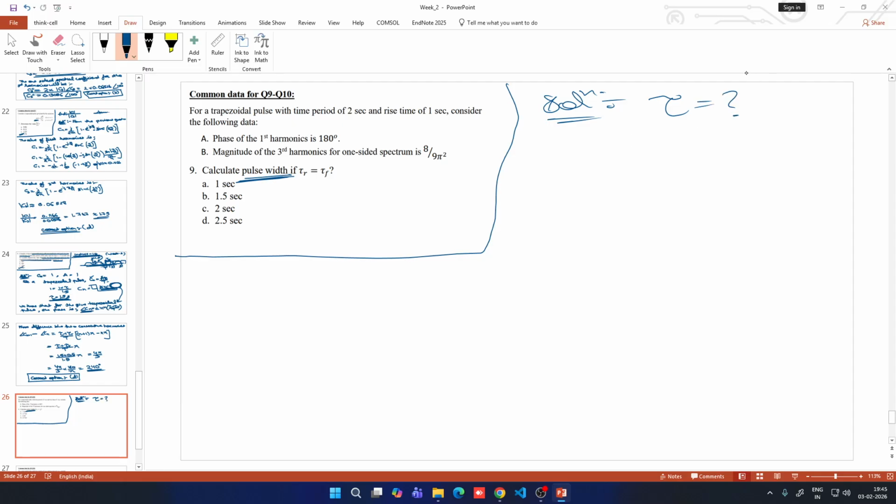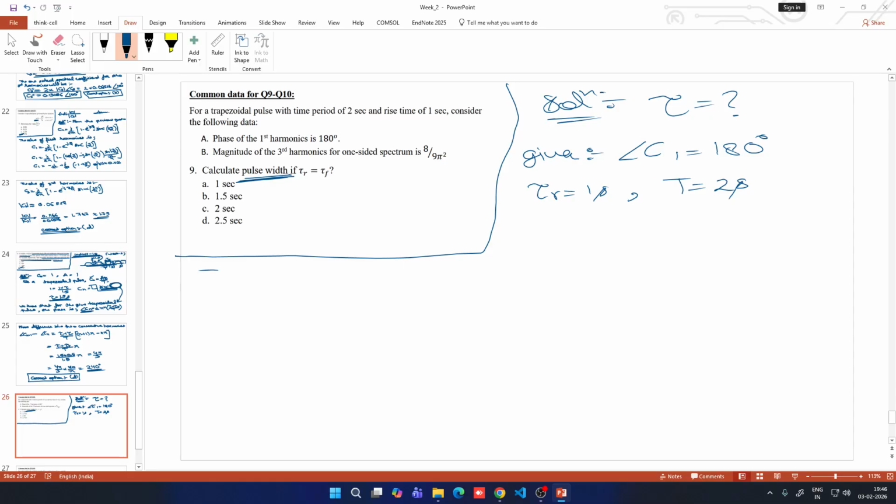We don't know what tau is, so that's what we have to find. And in the problem it is already given that the angle of C1, the first harmonic, is 180 degrees, the rise time and fall time are the same, which is 1 second, and the time period of this periodic pulse is 2 seconds.